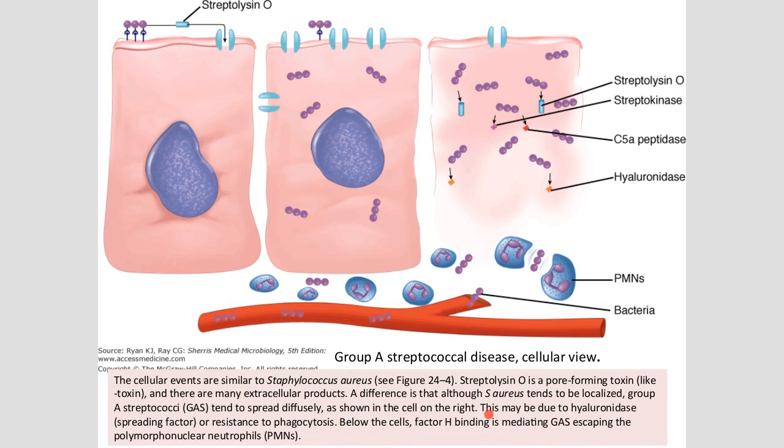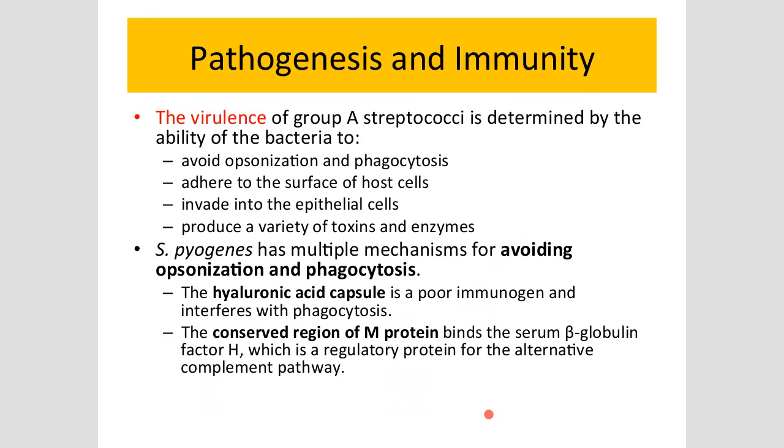Okay, and there is a factor that keeps them together and stops them from being phagocytosed. There is a factor we call factor H binding. All these factors are important because we want to separate them and let our neutrophils take care of them. Okay, so we talked about virulence. I told you about that. The whole idea again is that they have an ability to avoid oxidation. They have the ability to attach to the surface. They need to invade and produce. So that's pretty much standard.